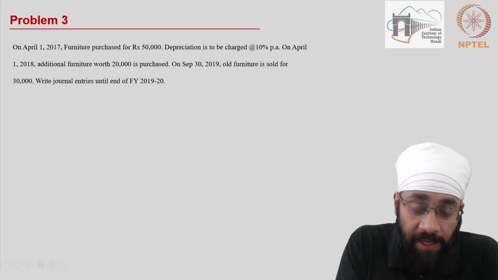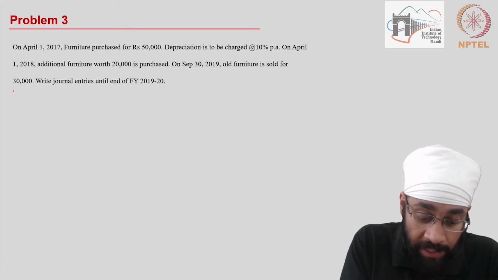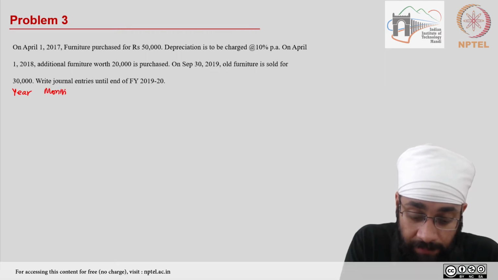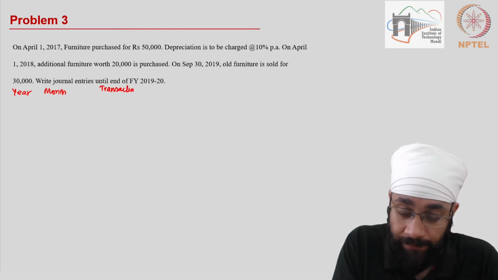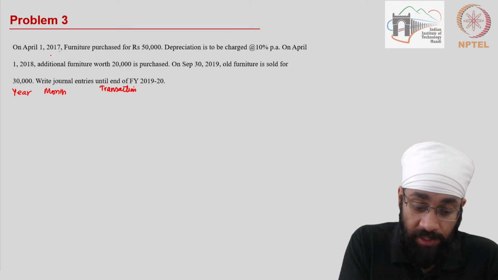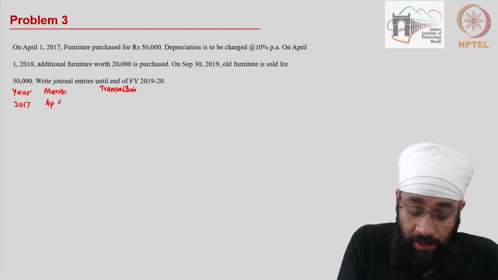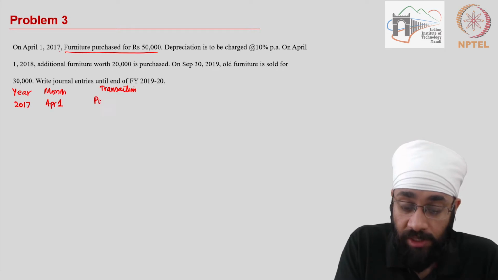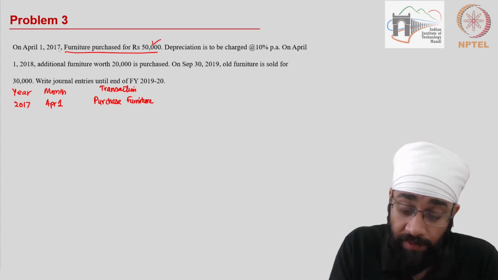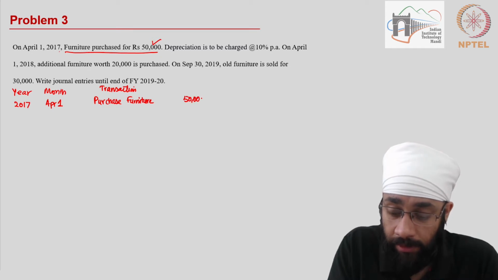So I'm going to create a timeline as we move along. I'm going to write year, I'm going to write the month here, and then the other transactions. So let's write transaction. All right. So the year is 2017. The month is April 1. The furniture is being purchased. The transaction is that you purchase the furniture. All right. So you are purchasing furniture for 50,000. So let me write the amount here, 50,000.